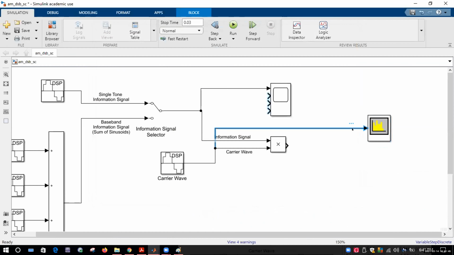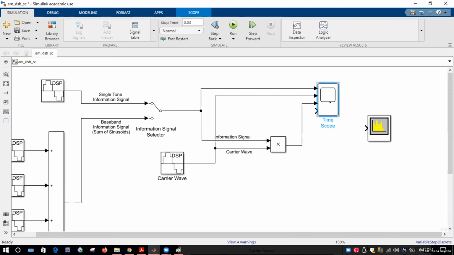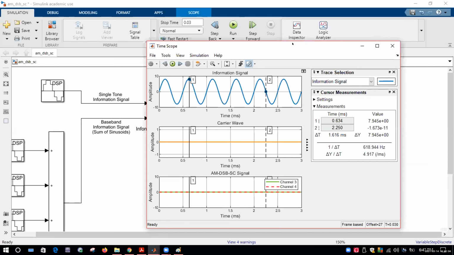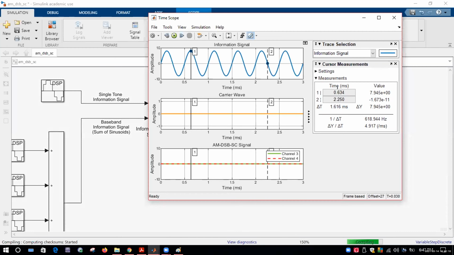Now, if you want to see both the signals at the same time, right click. Okay, first I'll show you all the signals on the scope. So this is your carrier signal, this is your information, and this is your output. On the scope, how many signals should be there? Information signal, carrier signal, and the double sideband signal. Let's run it.